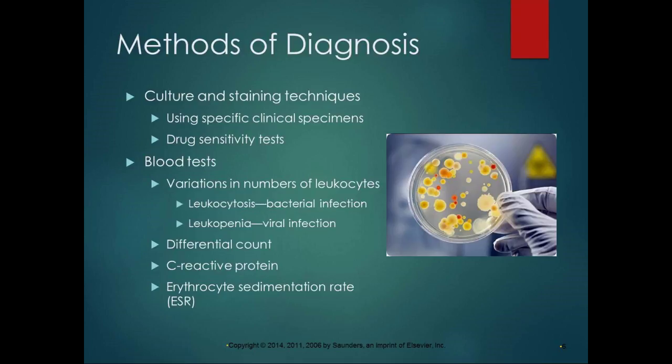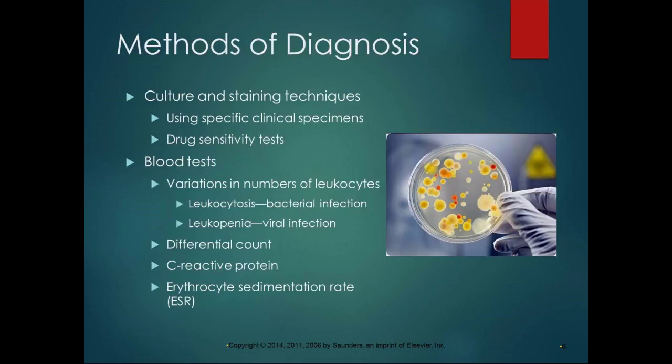With blood tests, there are indicators to confirm a diagnosis. Variations in the number of leukocytes, which are white blood cells. Leukocytosis means increased white blood cells, and that can be indicative of a bacterial infection. Leukopenia means decreased white blood cells, and that can be indicative of a viral infection. A differential count is where they count the numbers of different white blood cells, and different ones being elevated or depressed can indicate different types of infections.